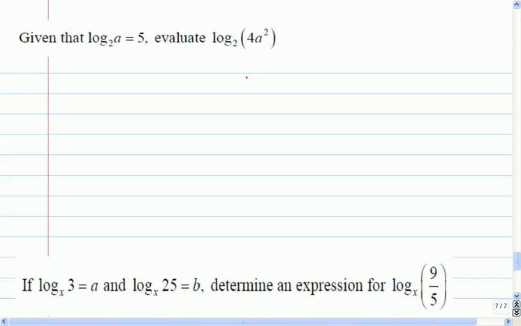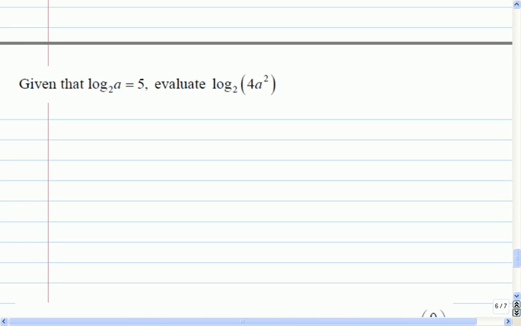Okay, so last one. Oh, sorry, I lied. There's 2 more. Okay, given that log base 2 of A equals 5, evaluate this. So you have to rework the log laws to try to figure out what the actual value of this expression is. So I'll try to catch up if you're not quite finished yet.